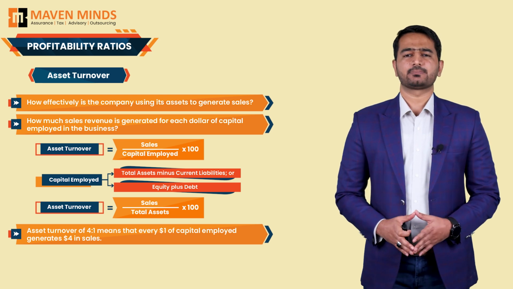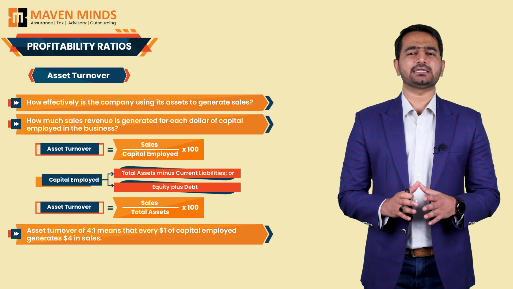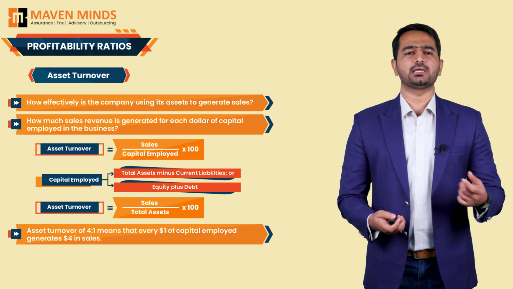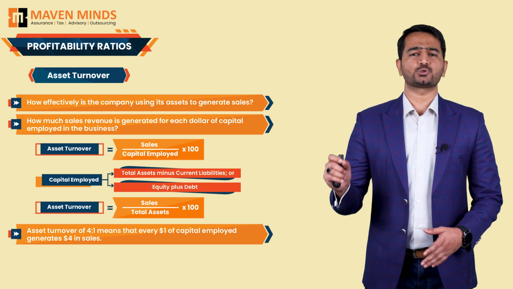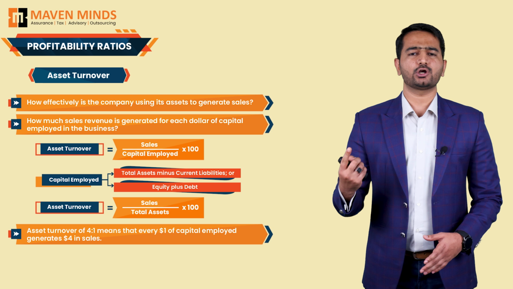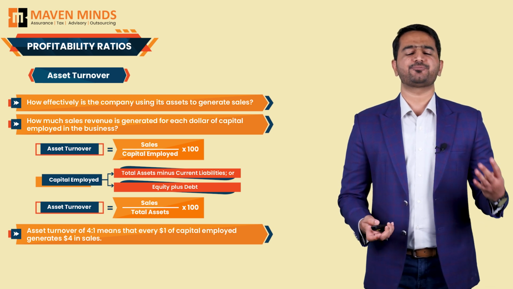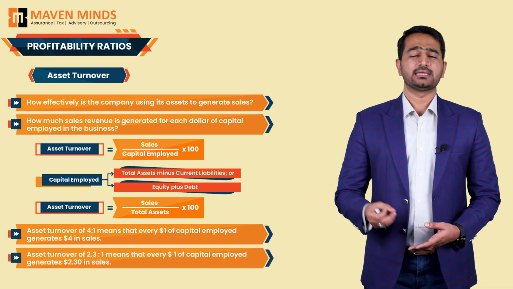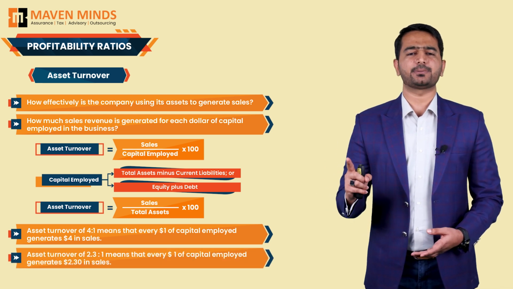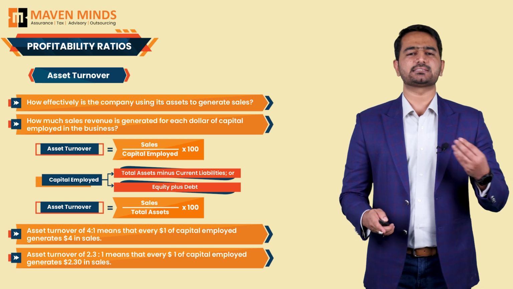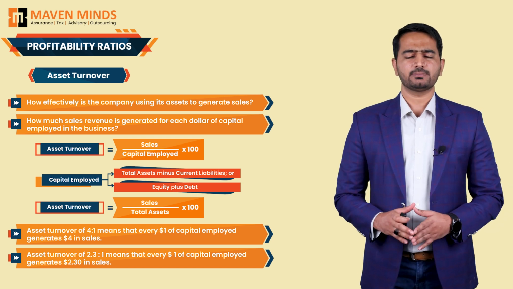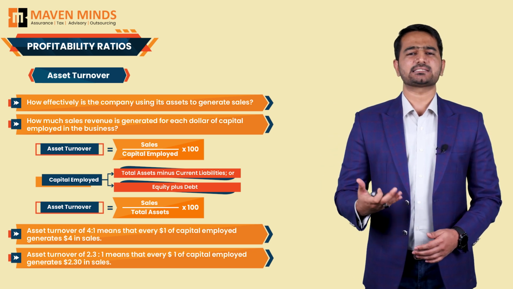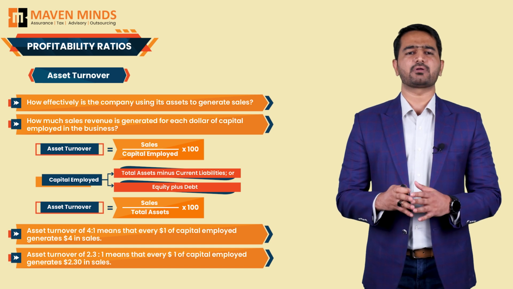Now what does this mean? Asset turnover essentially indicates how much sales have been generated by the business for each dollar of capital employed. So asset turnover of 4:1 means that for every $1 of capital employed, the company generates $4 in sales. If the ratio comes out as 2.3:1, it means that for every $1 of capital, the company generates $2.3 in sales. Logically speaking, a higher asset turnover is preferred because it indicates that assets are being used efficiently to generate revenue.